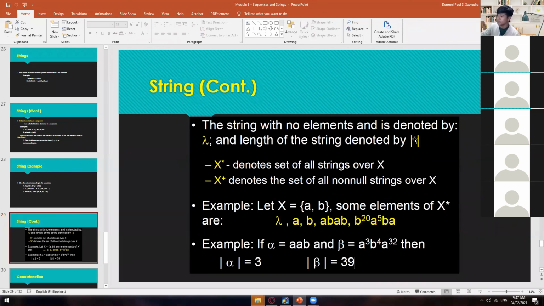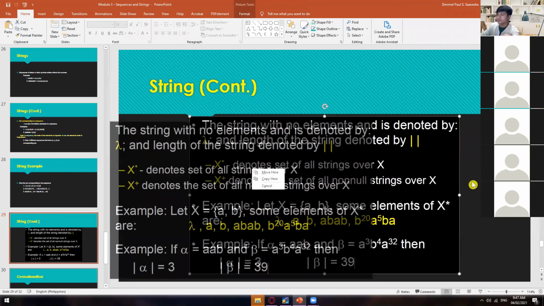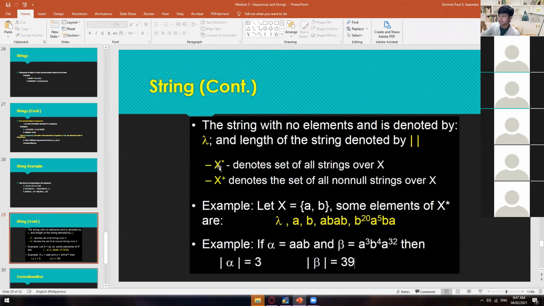So we also have the same when it comes to strings. And then we have this special symbol, x with an asterisk on the upper right. This one denotes the set of all strings over x, or over this symbol or variable rather. And then we have this plus. This one denotes the set of all non-null strings over x.